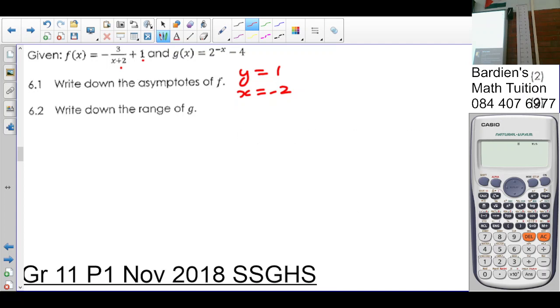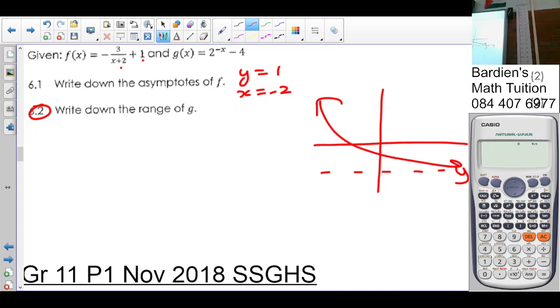The next question, 6.2, says write down the range of g of x. So what type of graph is g of x? It's a decreasing exponential function with a y value of minus 4. Okay? So what's the range of this graph? Y must be greater than negative 4. That is also the equation of your asymptote, which is y is equal to minus 4.